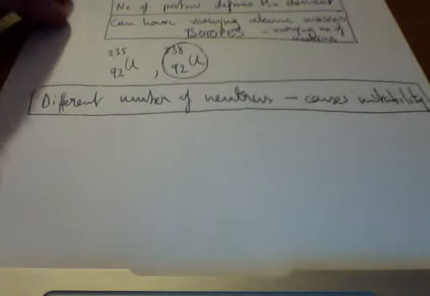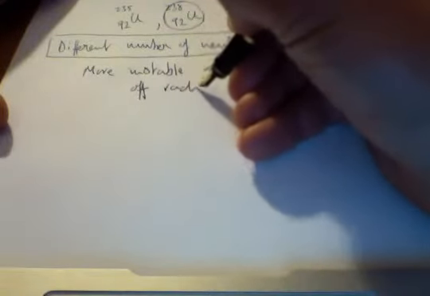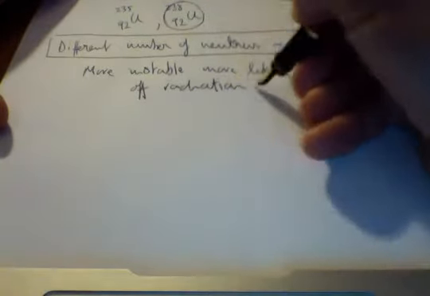And if it becomes unstable, what does that mean? Well, instability means it wants to start to become more stable. And if it wants to become more stable, it has to start spitting bits out of its nucleus. So what could we see there? The more unstable, the more likely it is to give off radiation. That's another thing you need to remember.